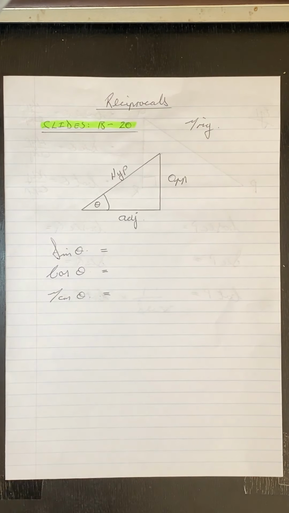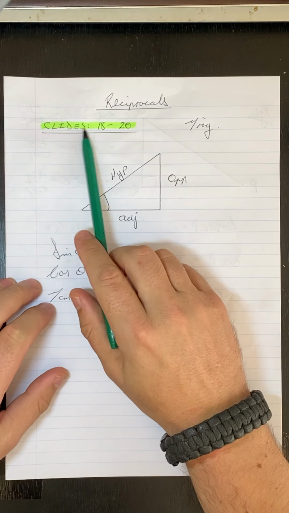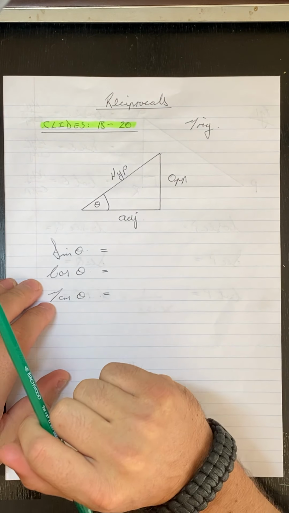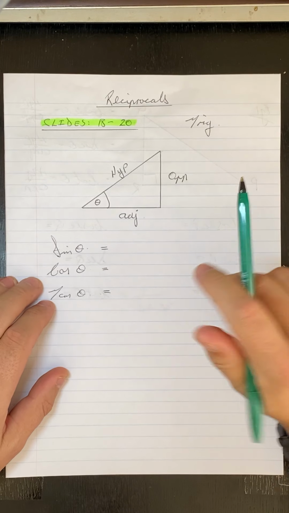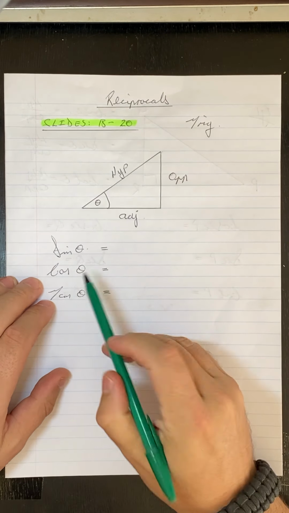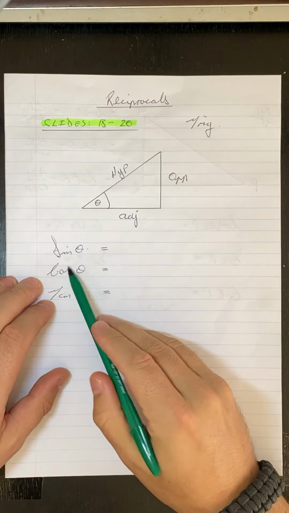So today we're going on to reciprocals. We're working from slides 18 to 20 from the trigonometry PowerPoint. Basically, reciprocals just means the opposite of what it is. And we're going to find the reciprocals for your trig functions: sine, cos, and tan.